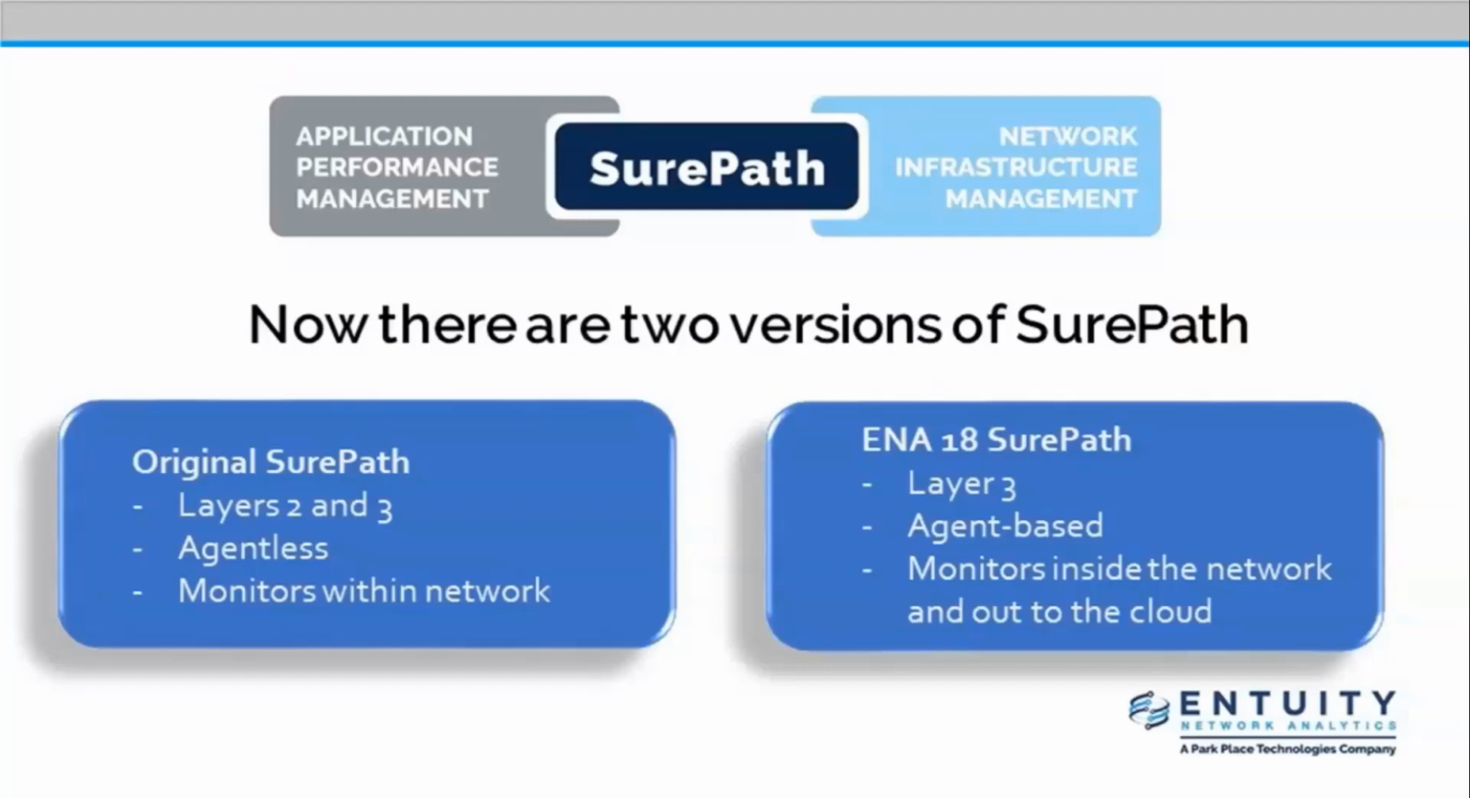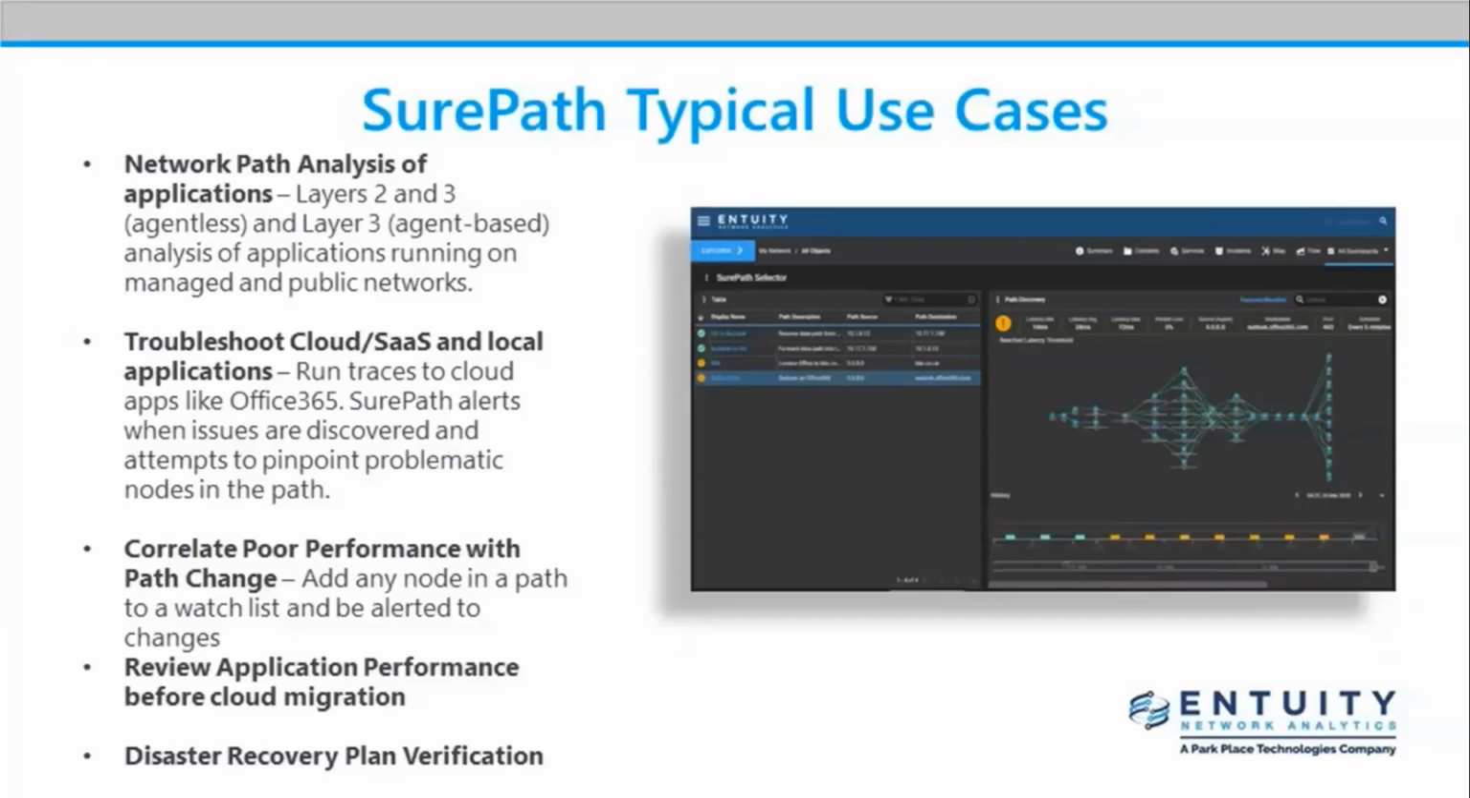I'd like to just review a few typical types of use cases that the various different technologies here can help you address. Let's take the first one, network path analysis of applications. Where you have an application within your own managed network, so it's running on a server that you are hosting, then you can use either technique, either the agent-based or the agentless, to trace a path from a client to that server.